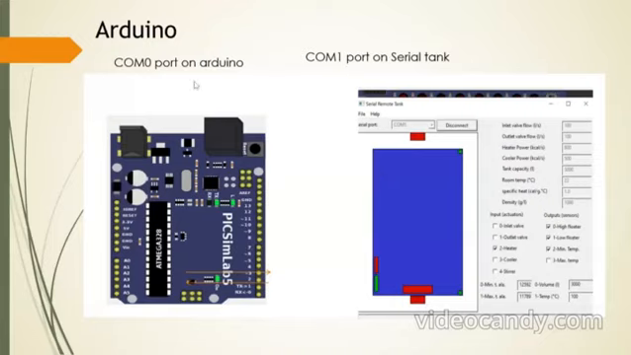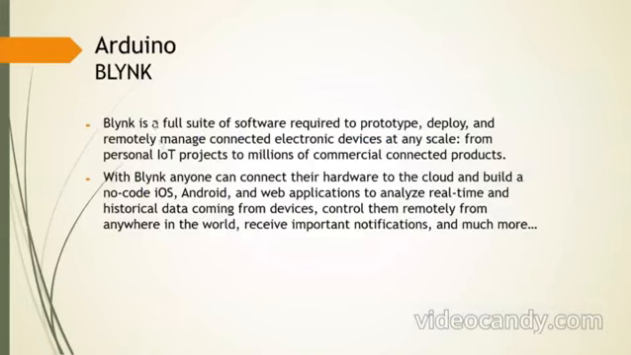Okay. So Arduino Blink, again we will be using the Blink app, is a full suite of software required to prototype, deploy and remotely manage connected electronic devices at any scale, from personal IoT projects to millions of commercial connected products. With Blink, anyone can connect their hardware to the cloud and build a no-code iOS app, which we can use to analyze real-time and historical data coming from devices. It will also receive important notifications and much more from anywhere in the world. So this is the Arduino Blink app.